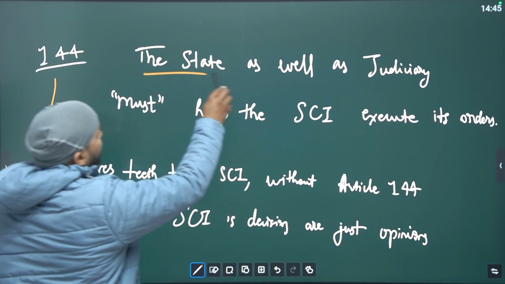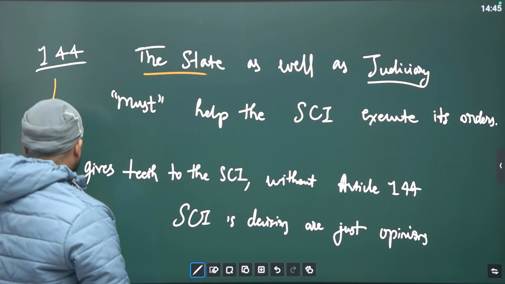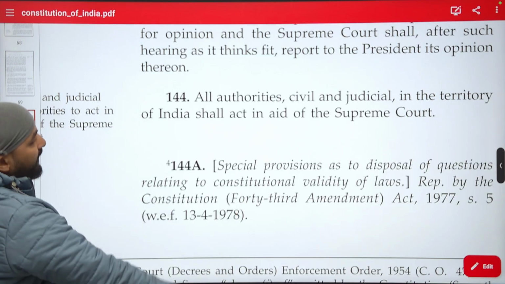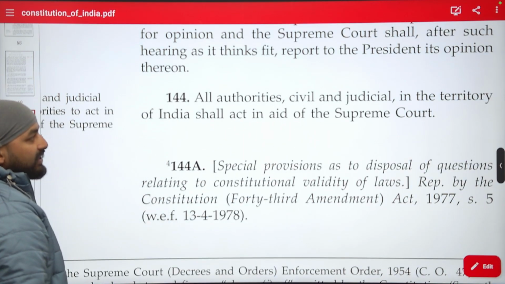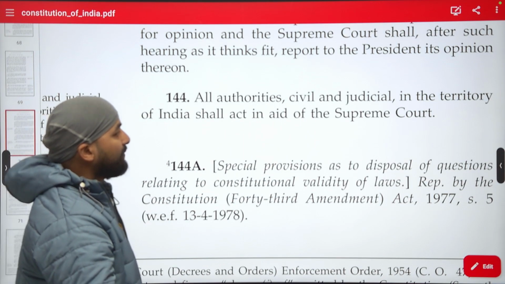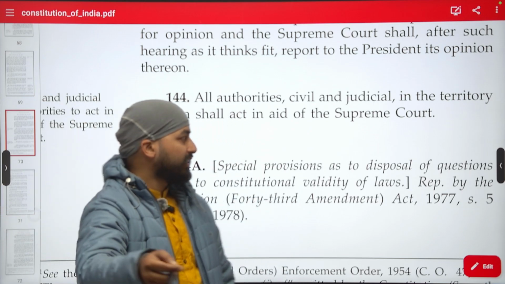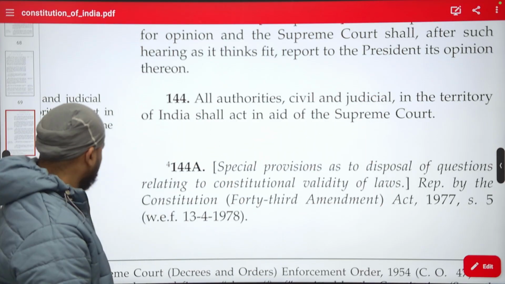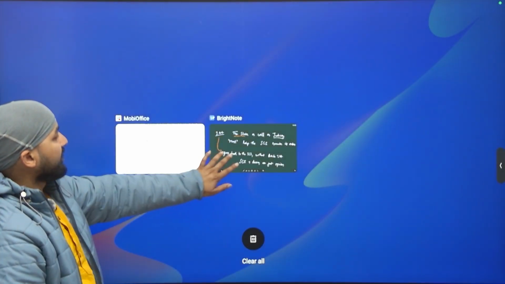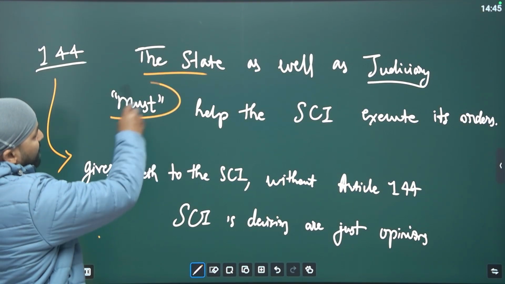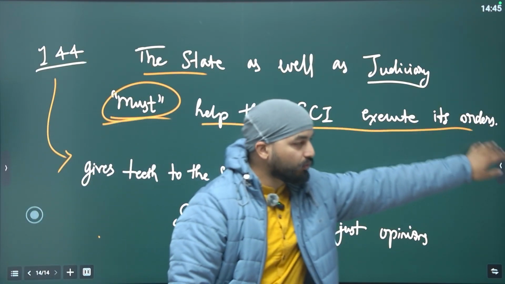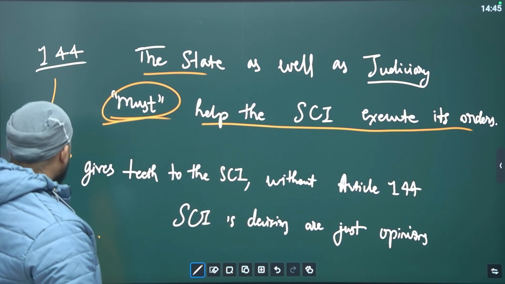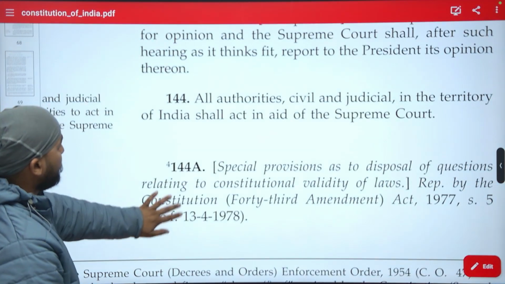I have written the word state as well as judiciary because here the word used is civil: all authorities, civil and judicial. Okay, this means all authorities, including the legislative and executive, that is, the parliament, the government and legislature of the state, and all the lower authorities, including the judicial, subordinate courts, the high courts. They will act in aid of the Supreme Court. They must help the Supreme Court execute its orders. This is important because without this, whatever the Supreme Court says will not be executed.